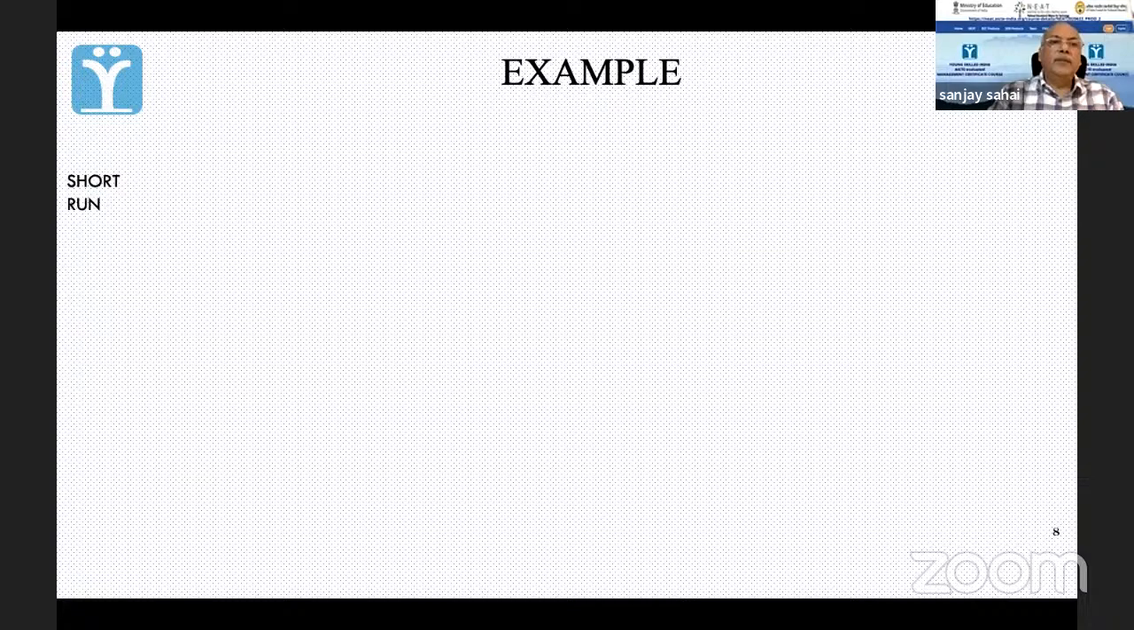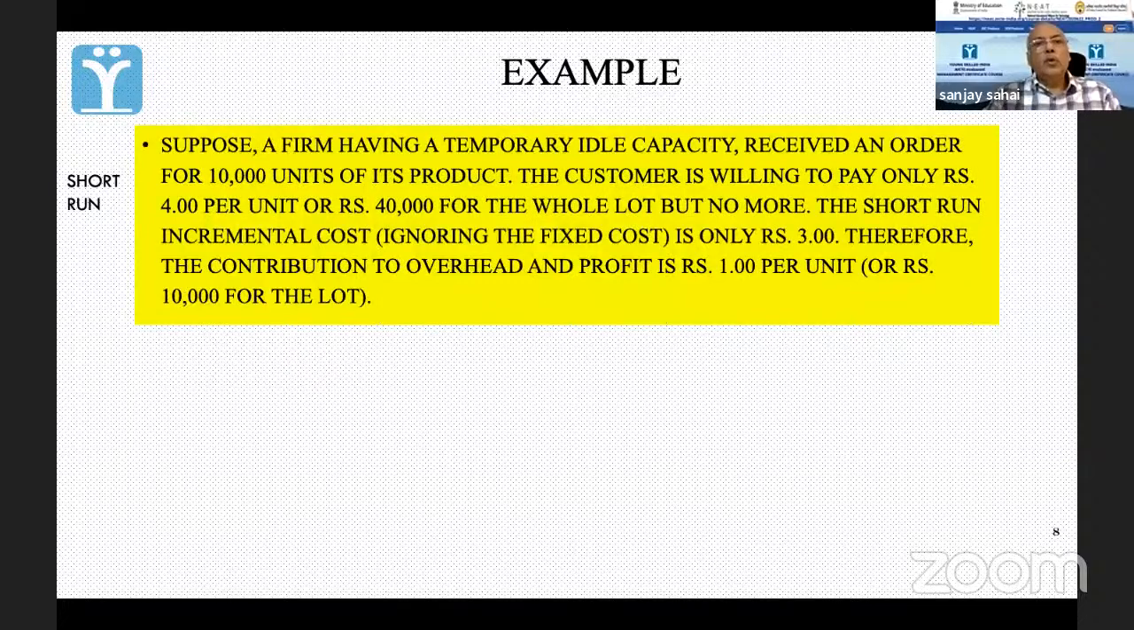So let's take an example. In the short run, what happens? Suppose a firm having a temporary idle capacity receives an order for 10,000 units of its product. Now, the customer is willing to pay rupees 4 per unit. What the customer is saying is that we'll give you 4 rupees per unit, or rupees 40,000 for the whole lot, but no more. Normally, this particular company would be selling it for much more than this.